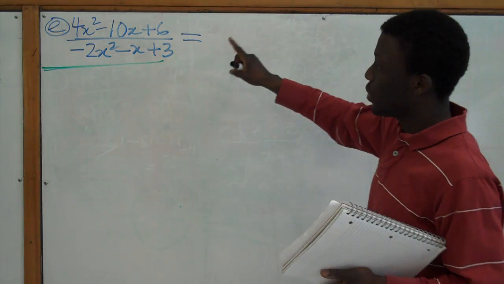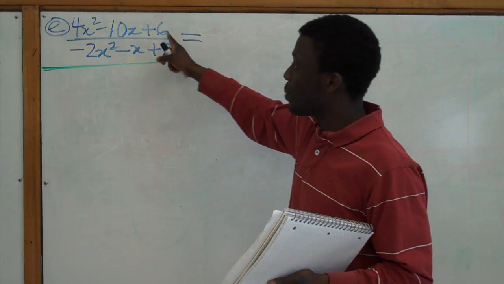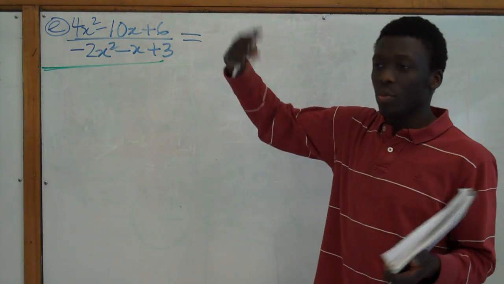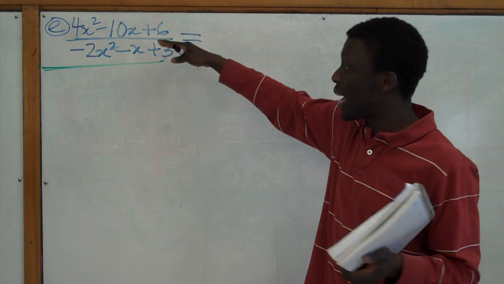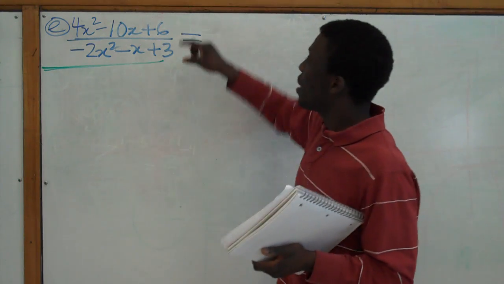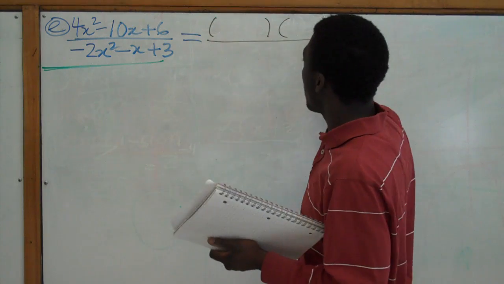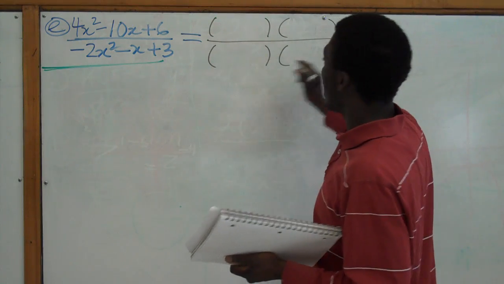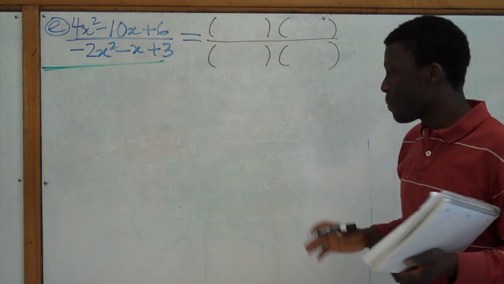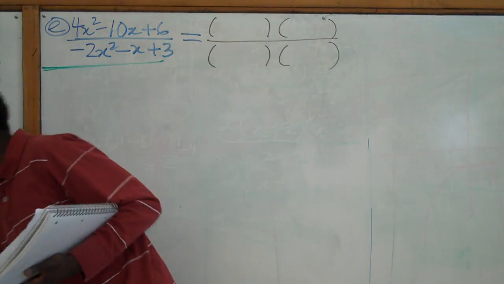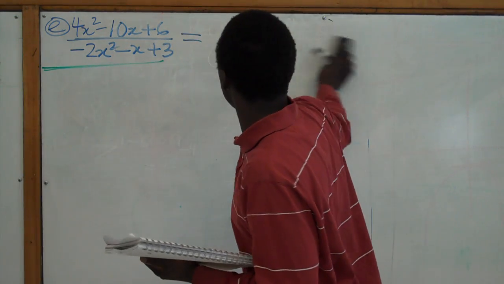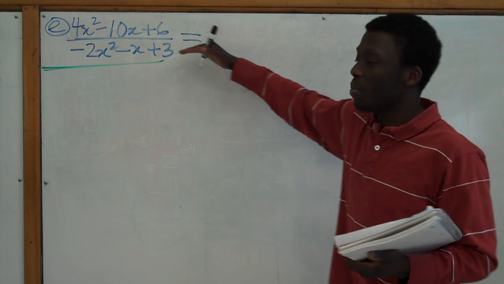The first thing you note is 4x squared minus 10x plus 6. Just use the AC method to solve that, or whatever method you're able to use. That way you get two brackets on top, you get two brackets on the bottom, and then you'll see if you can cancel out anything. But we're not going to do that yet. Let's start with using the AC method to solve the top, and then we'll solve the bottom, and then we'll have our answer.